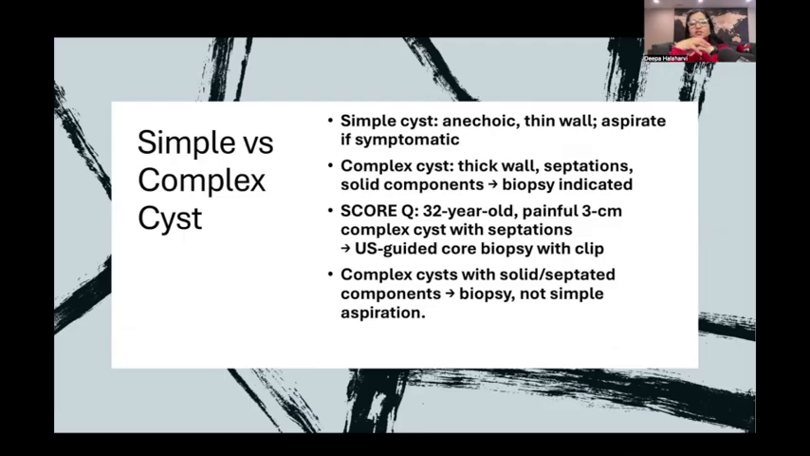Let's look at simple versus complex cysts. Simple is a cyst with an anechoic thin wall, and you aspirate it only if it's symptomatic. Otherwise, there's no risk for cancer. The complex cyst, on the other hand, has a thick wall, septations, and solid components, and biopsy is indicated, especially depending on the size of the complex cyst.